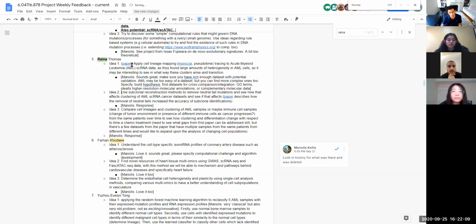Okay, so use cell clonal reconstruction methods to remove neutral tail mutations. I'm not sure I know what neutral tail mutations are. It was in the paper that I read for this class, they identified that a lot of subclonal reconstructions will look at mutations that just occur from cancer cells dividing and use that to define clusters, even if they're not truly driving division. Non-drivers, basically. Yeah. And see how that affects clustering of AML single cell data sets, and describe how the removal of neutral tails increases the accuracy. Yeah.